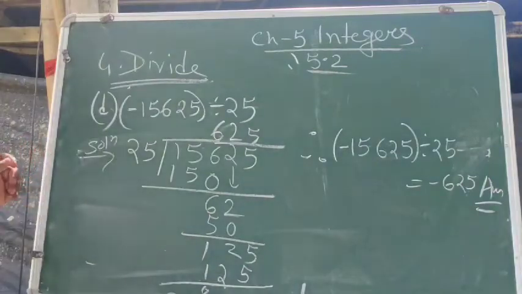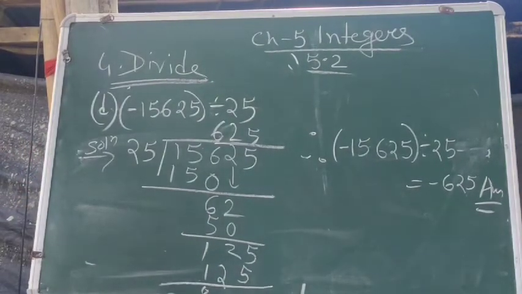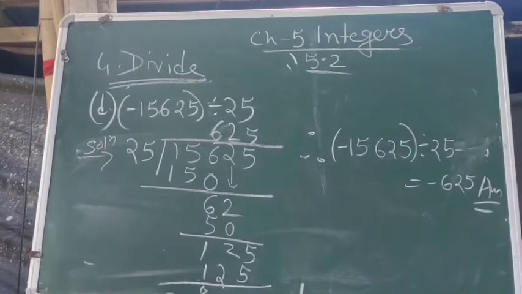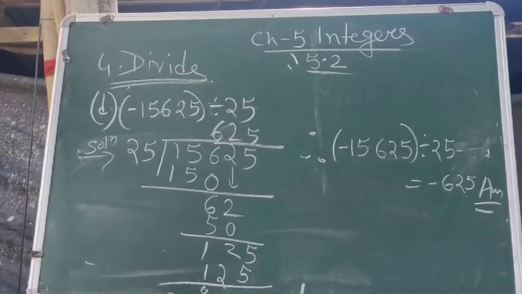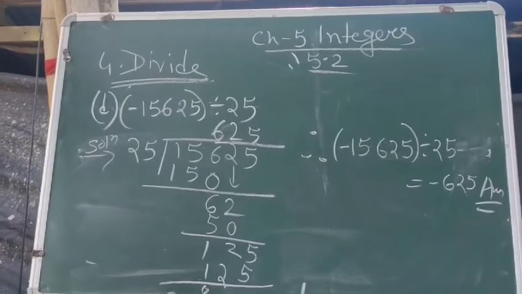Is it clear? So when we divide 15625 by 25, the answer will be minus 625, because there is one negative sign. That's why the answer will be negative.